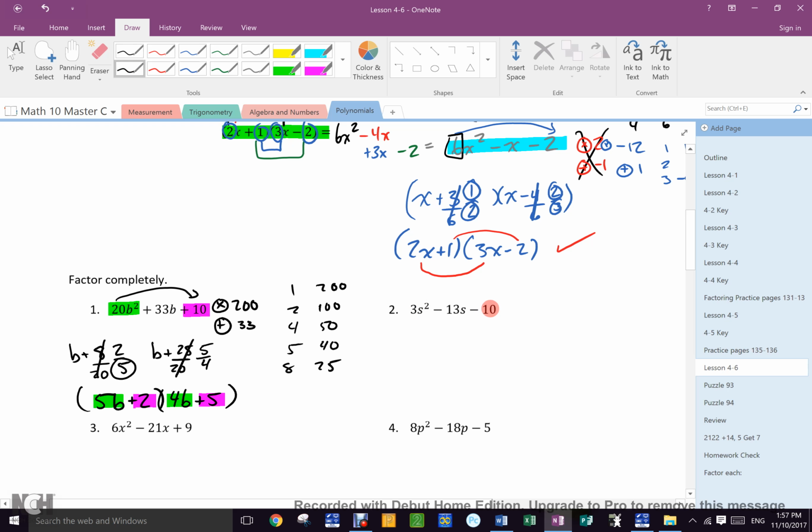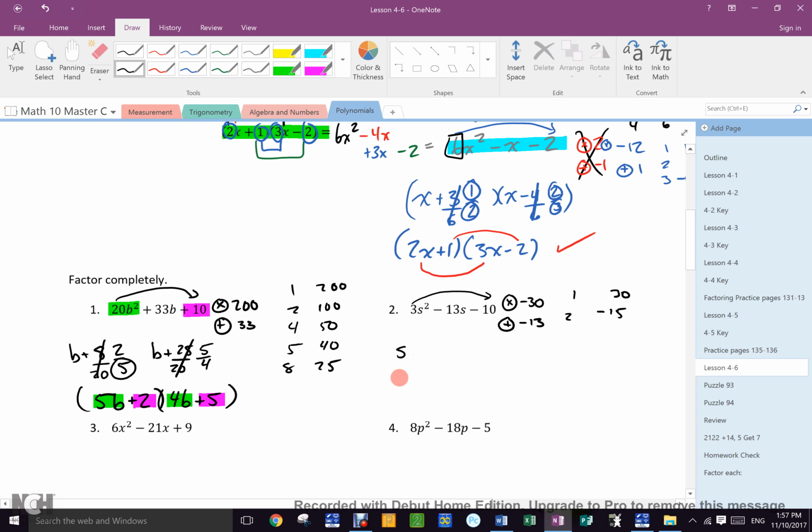I normally would need to multiply to 10, yes? But it's 3 times bigger, so what am I multiplying to? 30. What kind of 30? Negative 30. And what am I adding to? Negative 13. Is it 1 and 30? No. Is it 2 and 15? Yes. Is it 2 minus 15 or is it 15 minus 2? It's 2 minus 15.